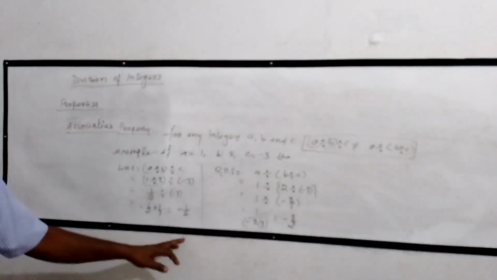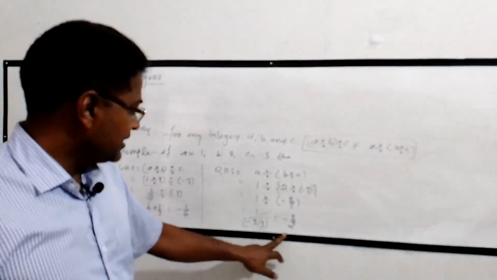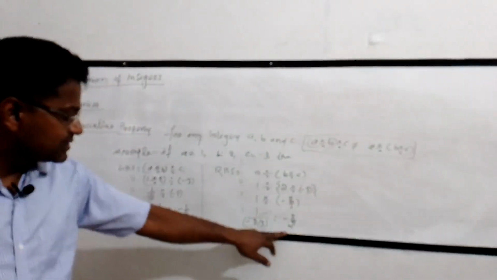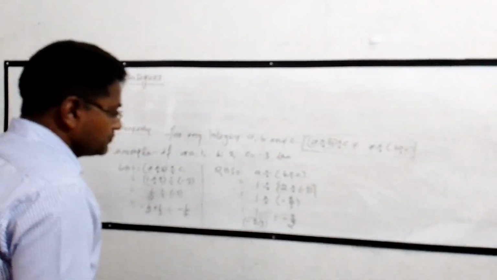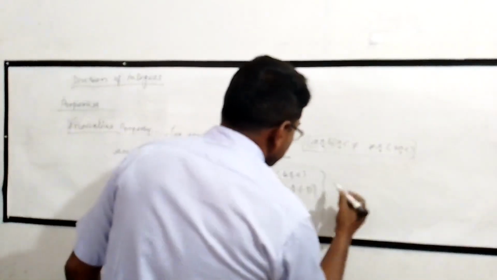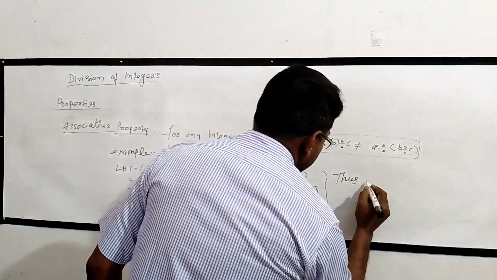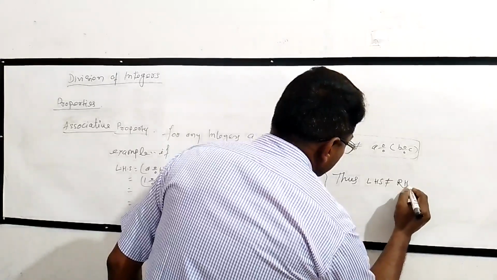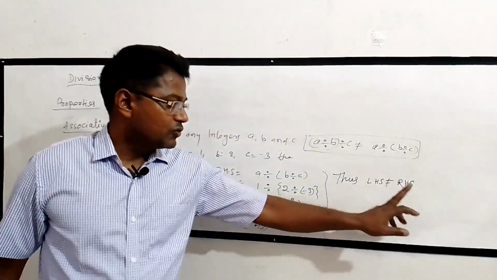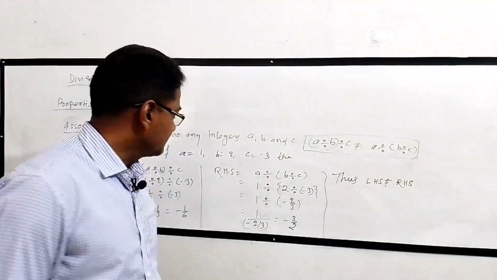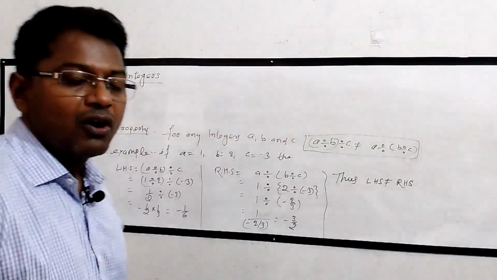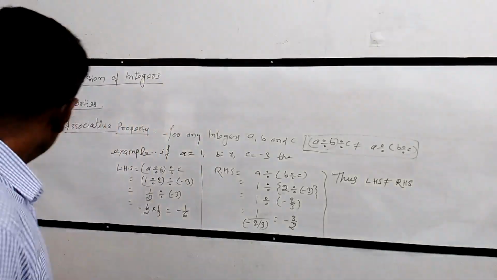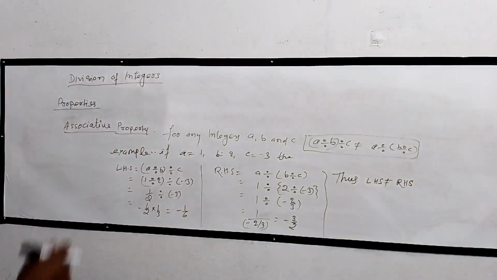Here you are getting minus 1 by 6, and here you are getting minus 3 by 2. Understood? It is minus 3 by 2. So from both situations, you can say that LHS is not equal to RHS. It is showing that division of integers is not associative. So I hope you understand this concept. Take a screenshot.